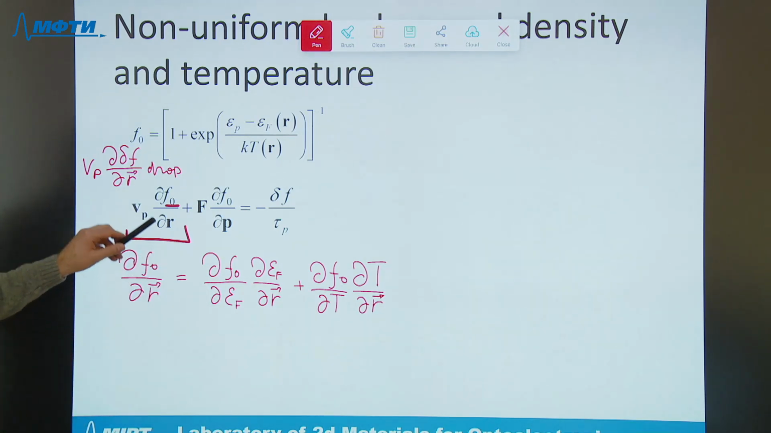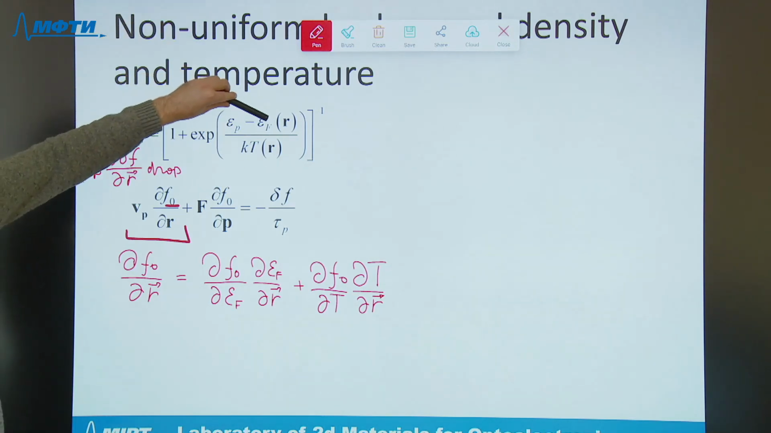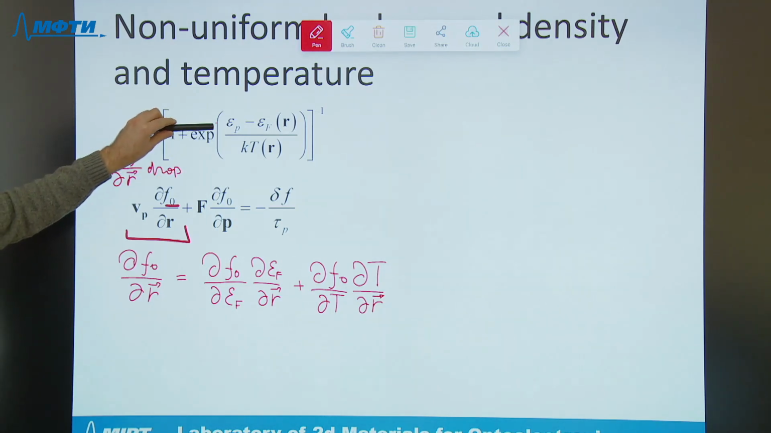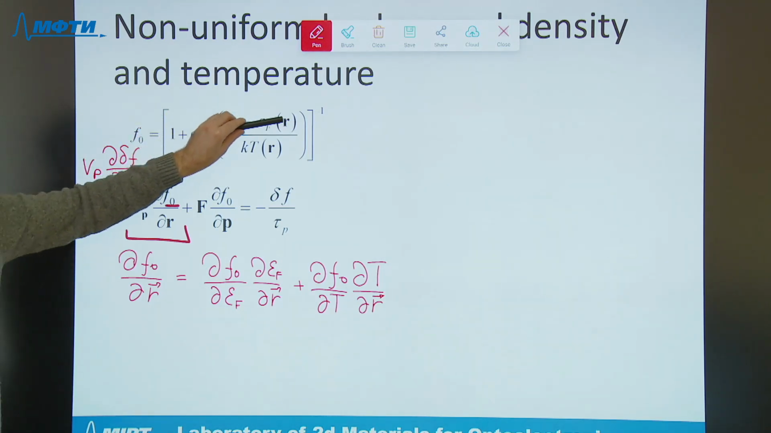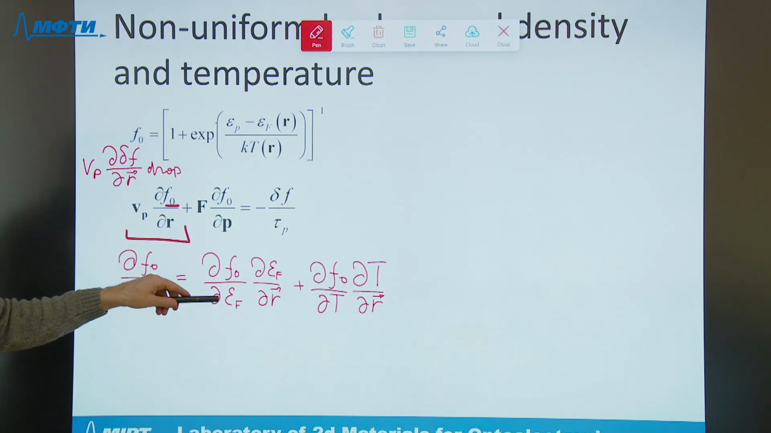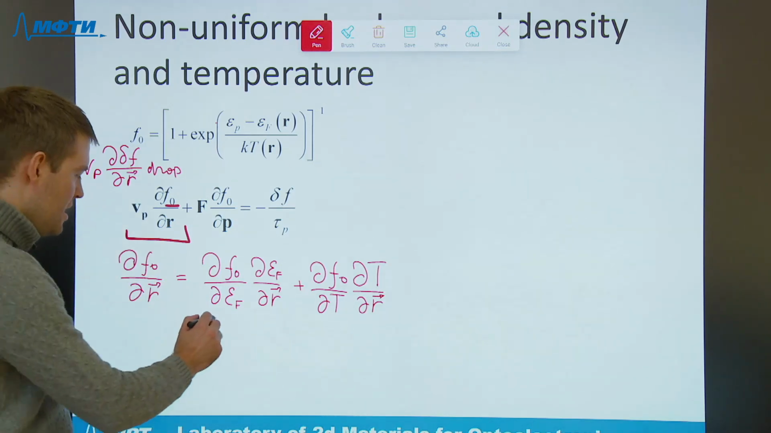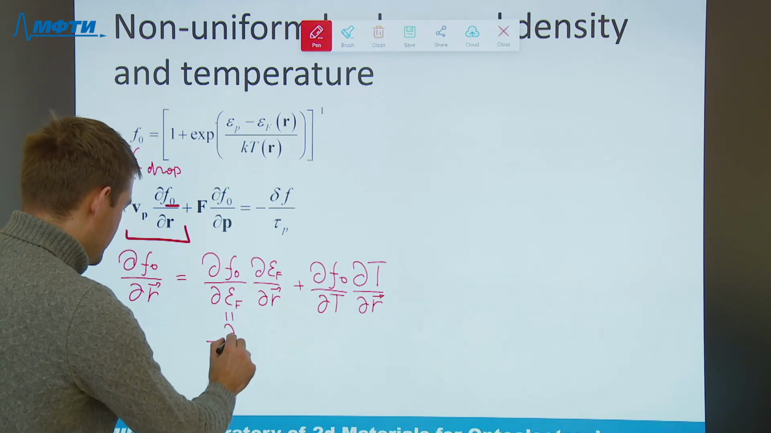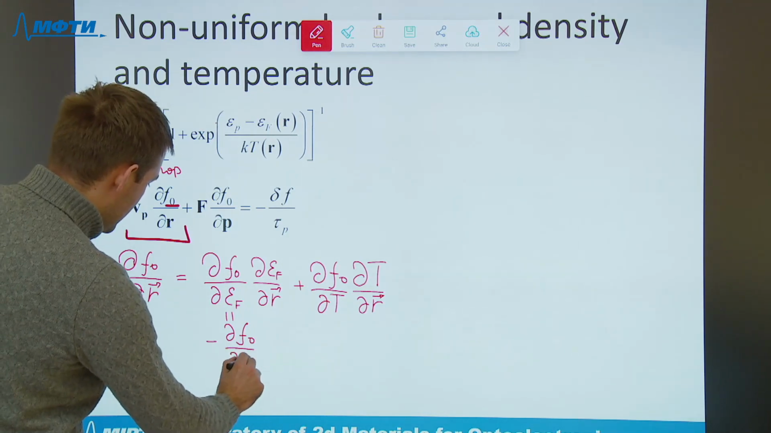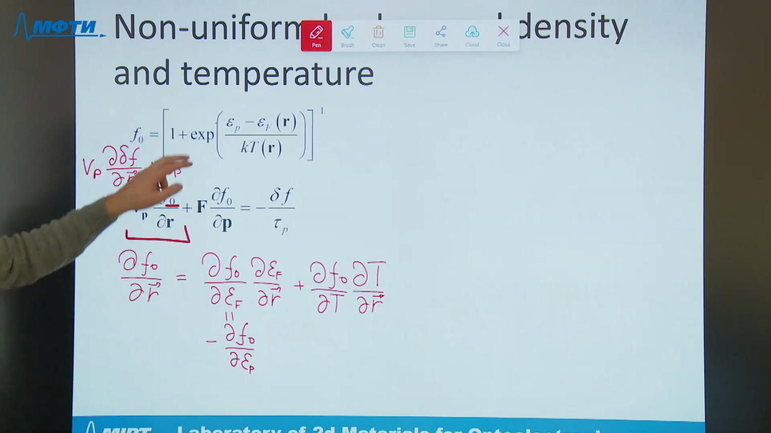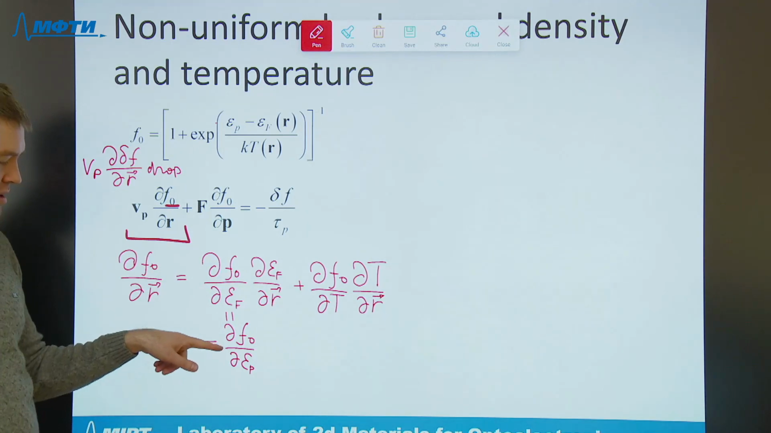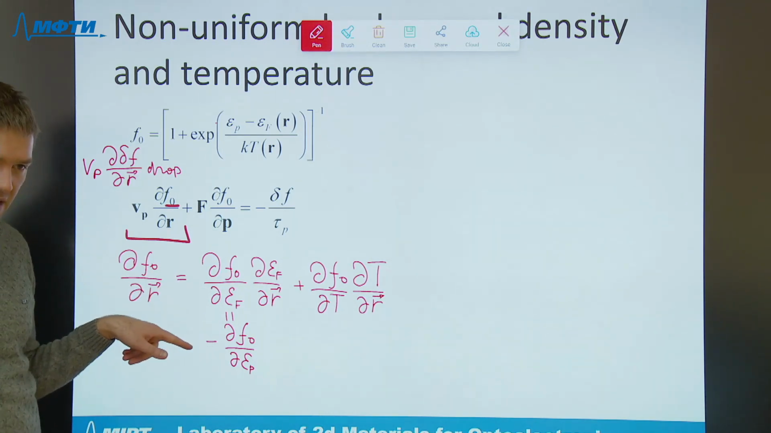It looks good, but further simplification is possible. Please look at the combination in which Fermi energy and electron energy appear here. They appear in the same situation, but with a different sign. It means that the derivative of distribution function with respect to Fermi energy equals minus the derivative of distribution function with respect to electron energy E_p. They appear at the same place but with different signs. It means that the derivatives with respect to the quantities are equal except for the sign.